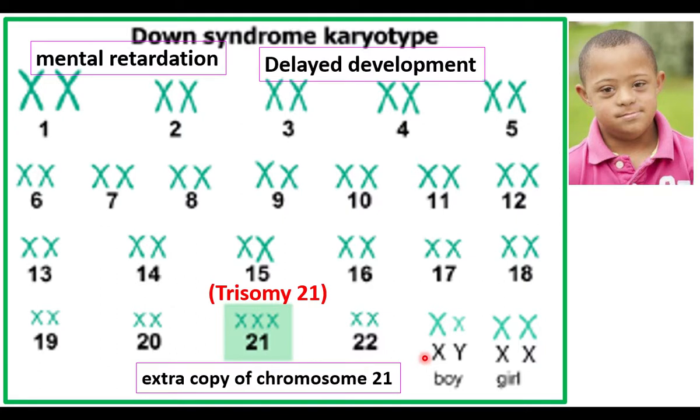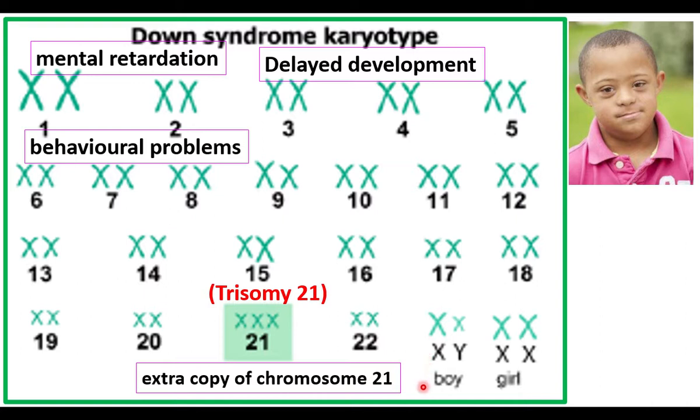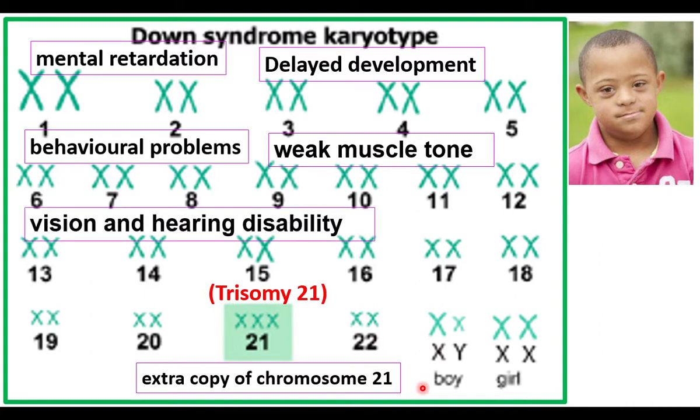Growth is slow, they are short. The individuals with Down syndrome have behavioral problems, and they have poor muscle tone. The stiffness of muscles at rest is called muscle tone. And they have problems with vision and hearing. Down syndrome is called trisomy 21.